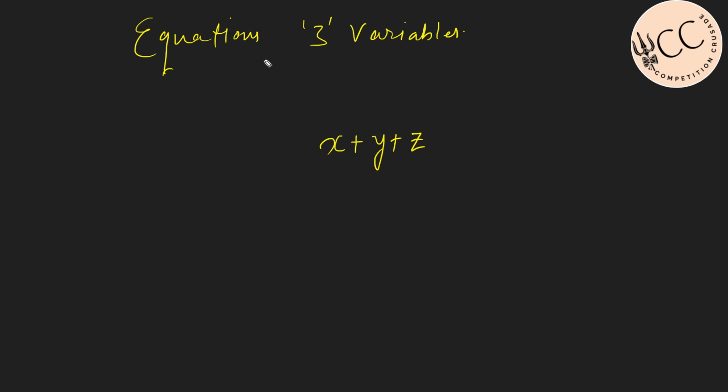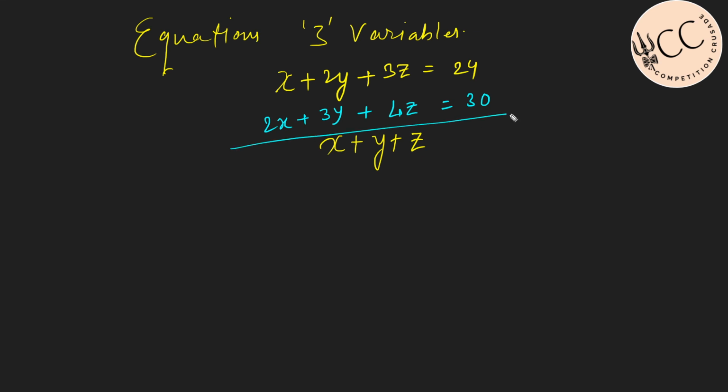So suppose there is an equation like x plus 2y plus 3z is equal to, let's say, 24. And suppose there is another equation given to you like 2x plus 3y plus 4z is equal to 30. And typically what they will do is ask you what is the value of the summation of the three variables, x plus y plus z. Typically they ask this thing only.